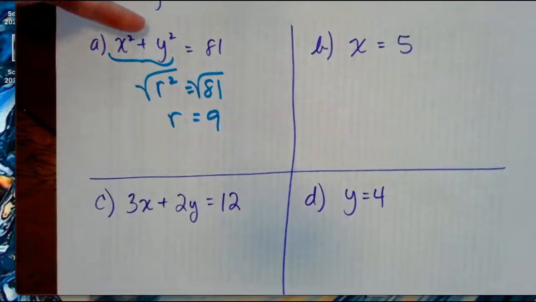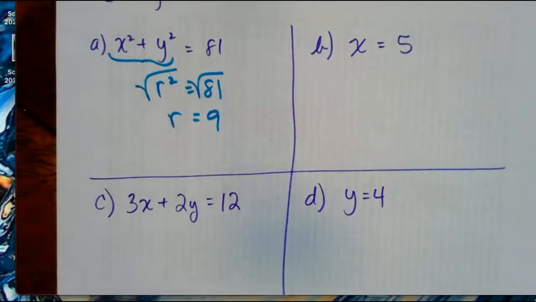This is a circle with center point at the origin and has a radius of the square root of 81, which of course is 9.